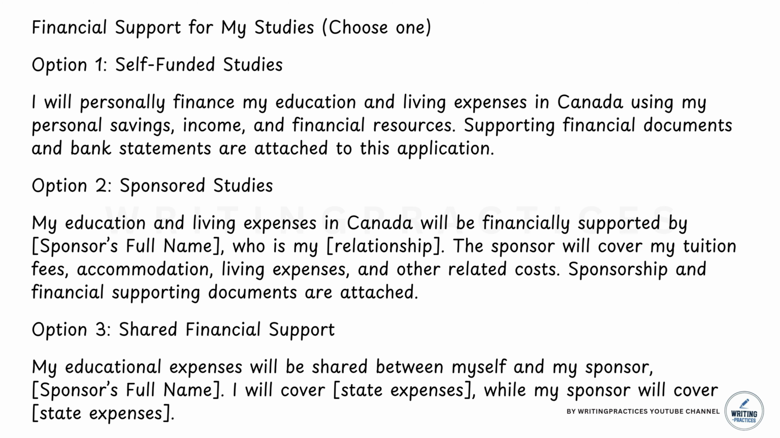If costs are shared, write, My educational expenses will be shared between myself and my sponsor, Michael Thompson. I will cover tuition expenses, while my sponsor will cover accommodation and living expenses. This clearly explains shared financial responsibility. Be specific about who covers what.